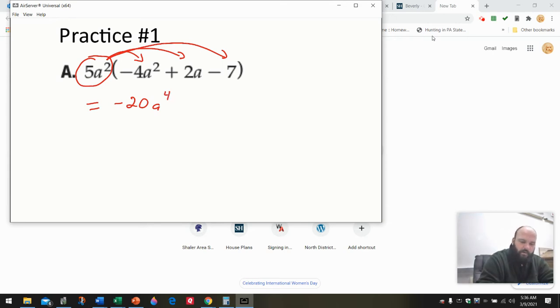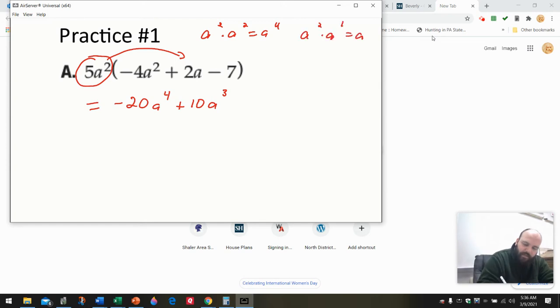The next part is we're taking 5a squared and multiplying it by 2a. So 5 times 2 is 10, and then we have a squared times a to the 1st, which becomes a to the 3rd. So remember, a squared times a squared is a to the 4th. Then we have a squared times a to the 1st. That becomes a to the 3rd.